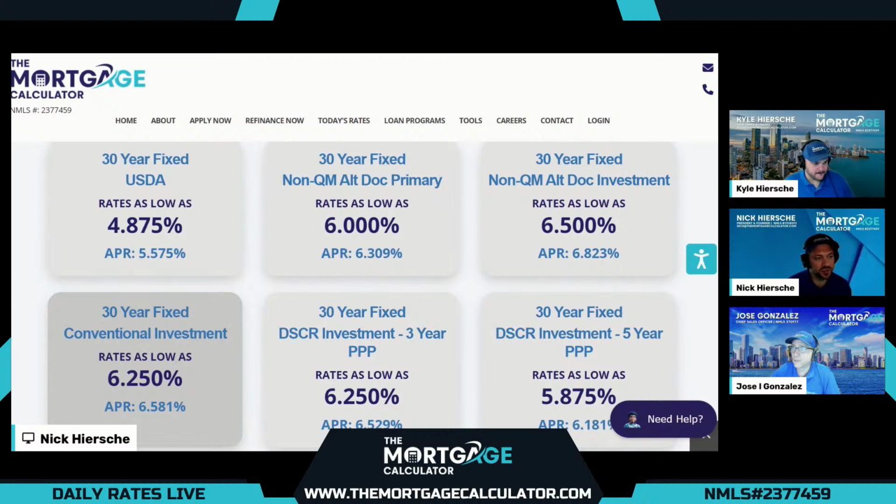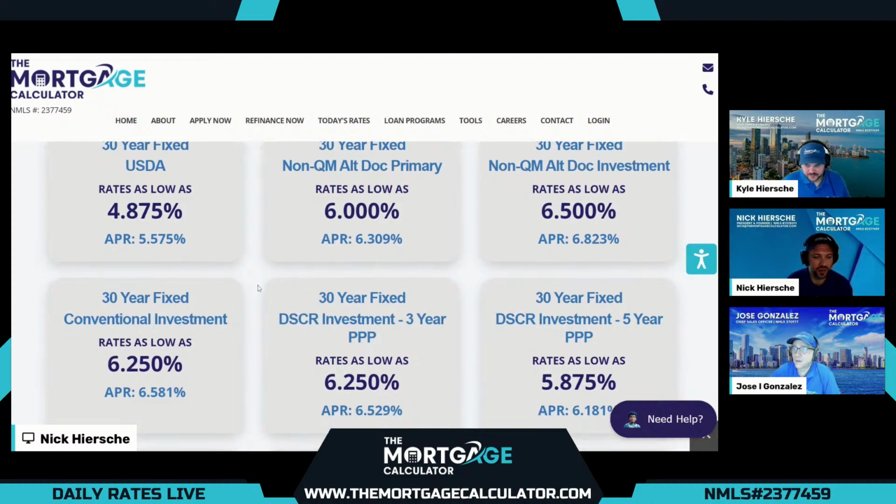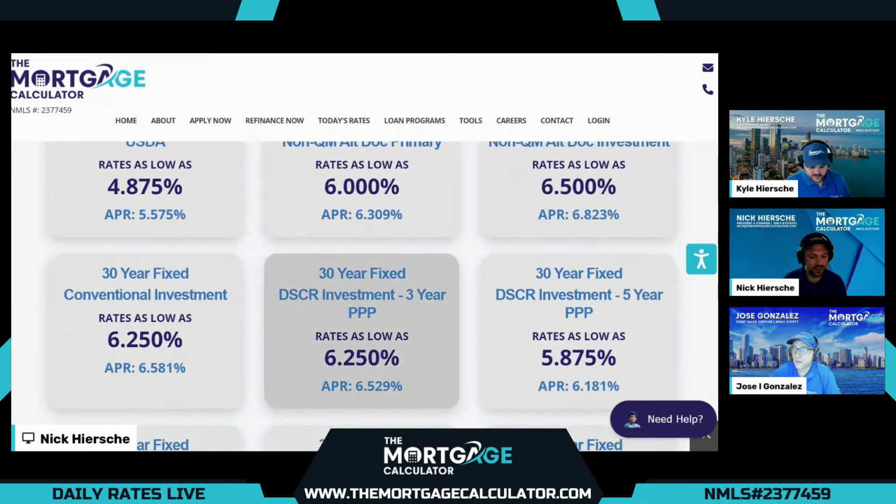For the government programs, but conventional does have investment property options, rates as low as 6.25, final APR 6.581. And we'll compare that to our favorite programs, our DSCR. Stands for debt service coverage ratio.